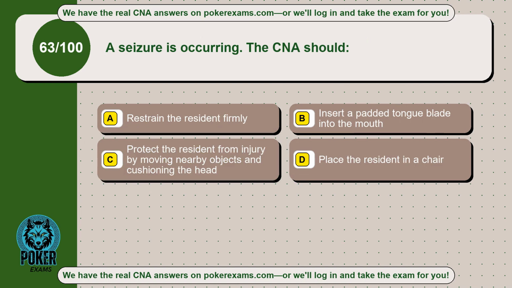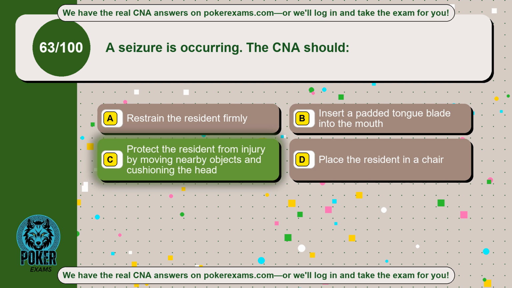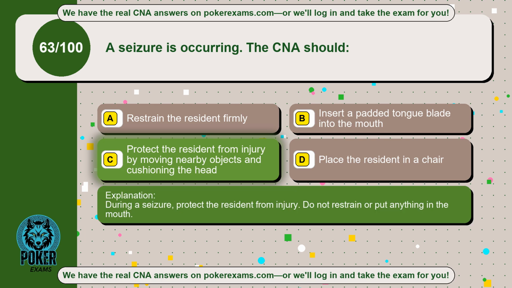Question 63. A seizure is occurring. The CNA should Option A, restrain the resident firmly. Option B, insert a padded tongue blade into the mouth. Option C, protect the resident from injury by moving nearby objects and cushioning the head. Option D, place the resident in a chair. The correct answer is Option C, protect the resident from injury by moving nearby objects and cushioning the head. During a seizure, protect the resident from injury. Do not restrain or put anything in the mouth.